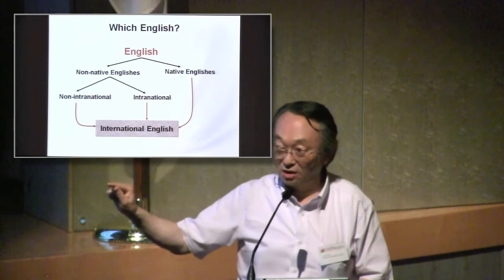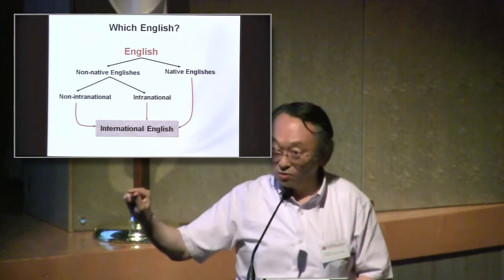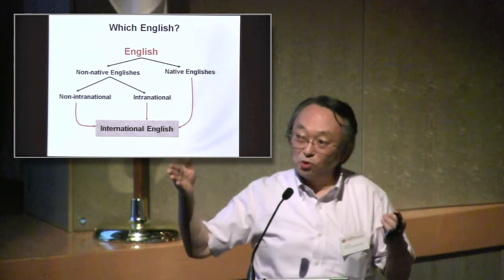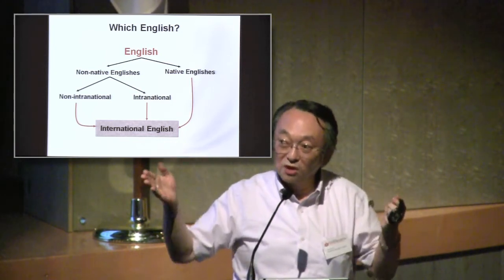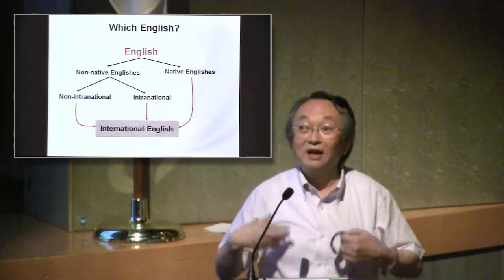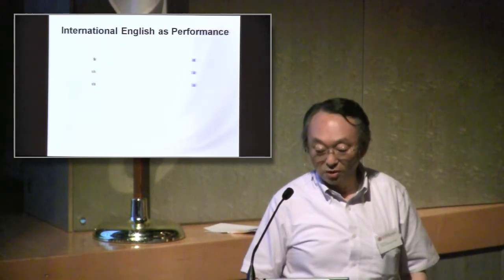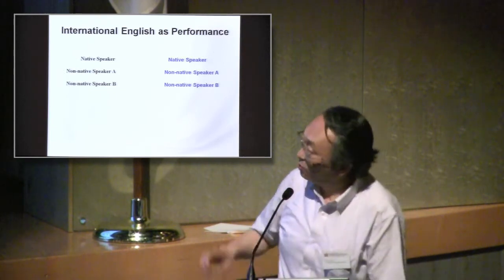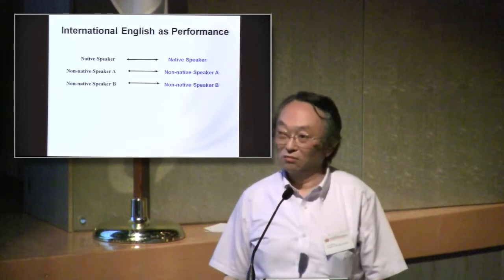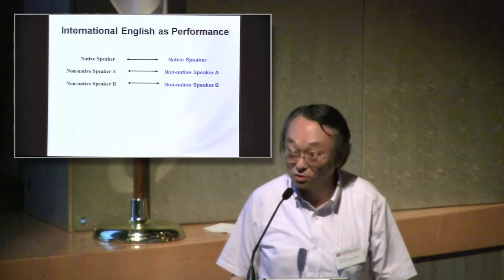It's not the same as native English. It's not the same as second language English. It's not the same as foreign language English. People who speak all of these different types of Englishes have to learn or relearn international English, which is a common way of communicating. How do we do that? Let's suppose we had this kind of set. A native speaker talking to a native speaker. There's no international English there. That's native English.